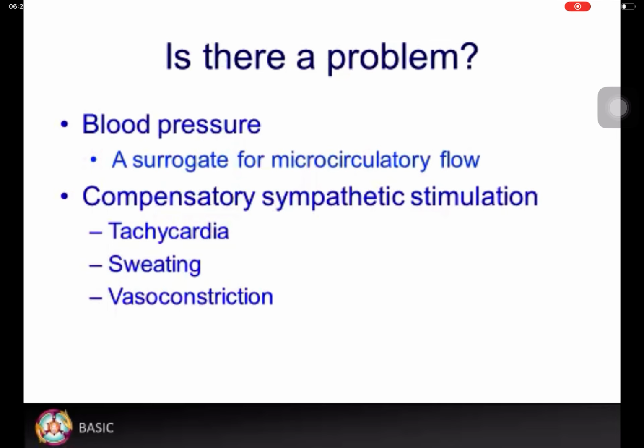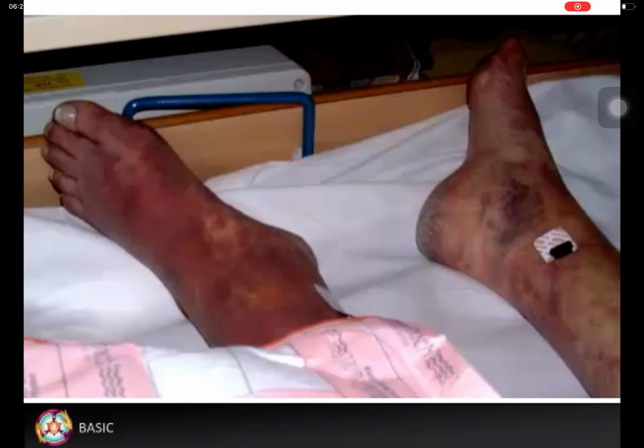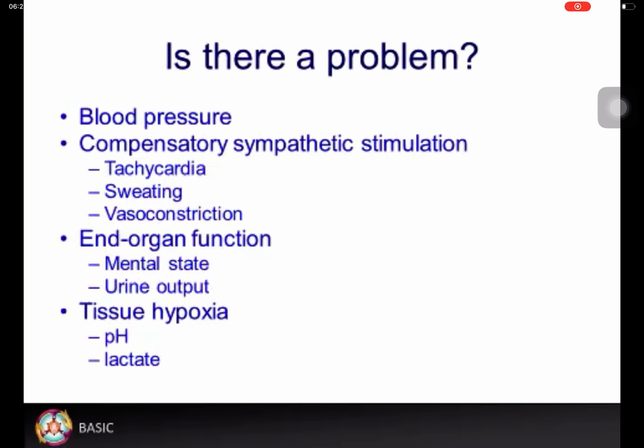However, we know that blood pressure is not a very sensitive guide to cardiovascular compromise, as there are compensatory mechanisms which are designed to maintain blood pressure. In other words, the patient may be shocked without hypotension. It is important, therefore, to look for signs of sympathetic stimulation, such as tachycardia, sweating, and vasoconstriction, and for signs of end organ dysfunction or tissue hypoxia.